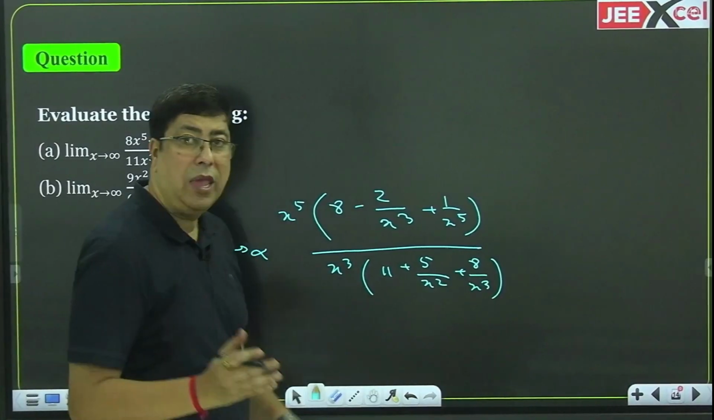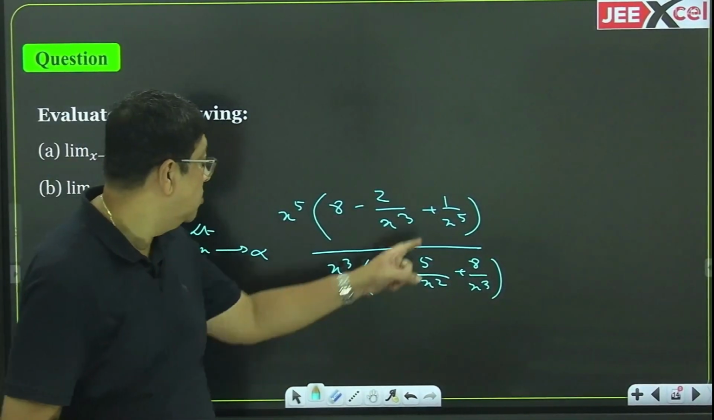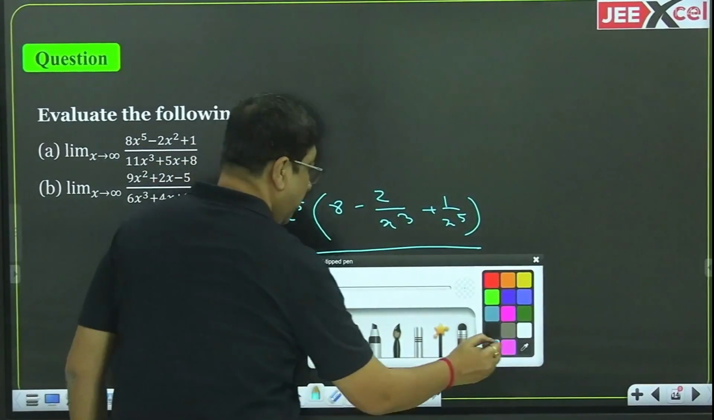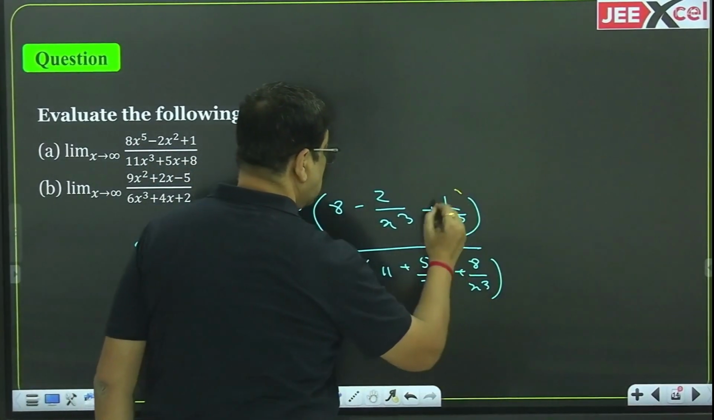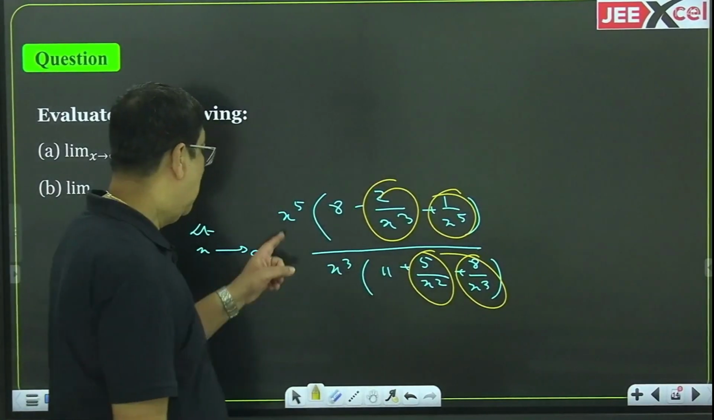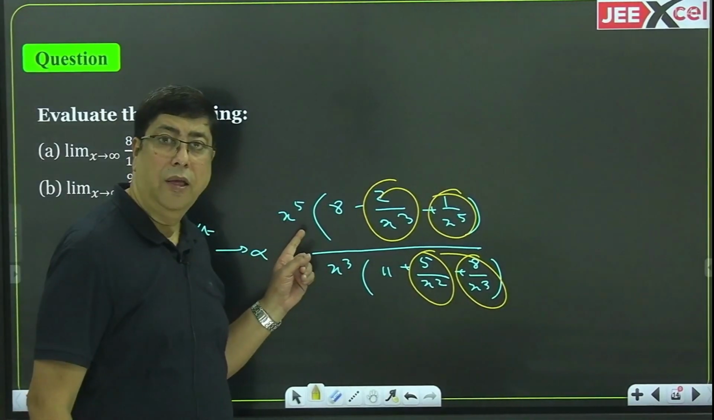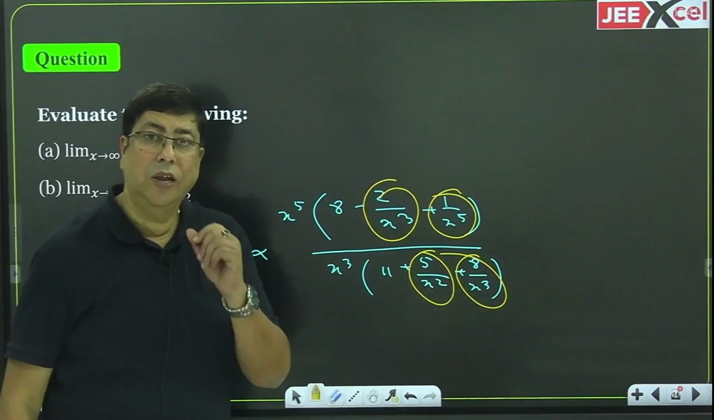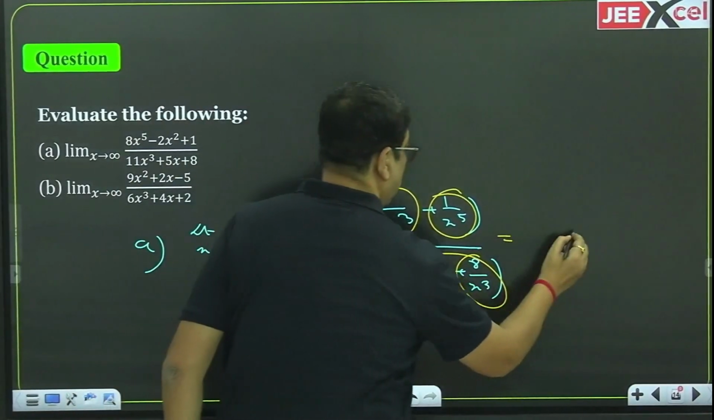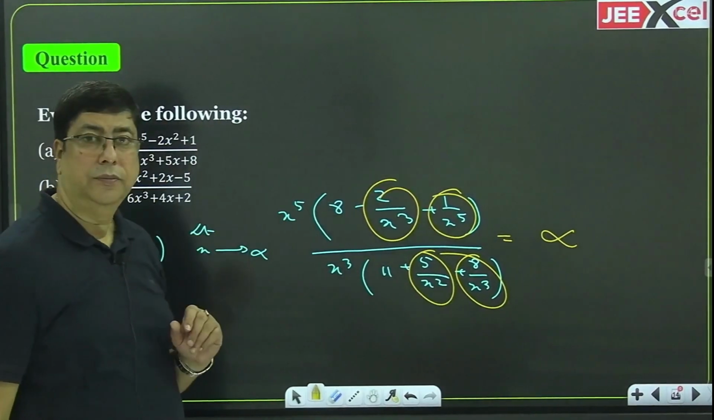Now x tends to infinity, so 1 by x is coming what? 0. So make this 0, make this 0, everybody. Just see one thing. This is coming 0, this is coming 0, this is coming 0, this is coming 0. So the answer is coming x to the power 5 by x to the power 3, that is x square. x is coming towards infinity. So the answer is coming to be infinity. So this is the concept.